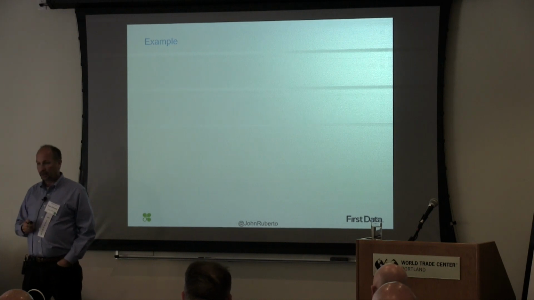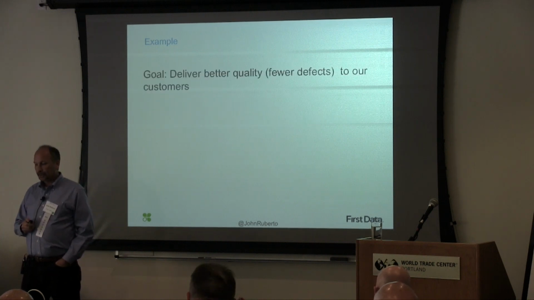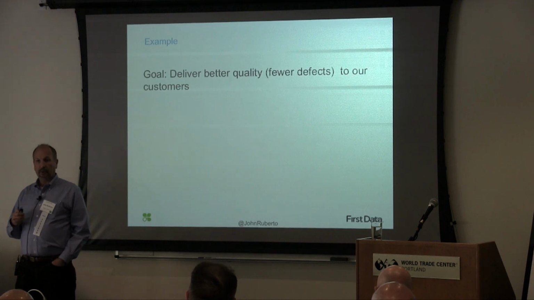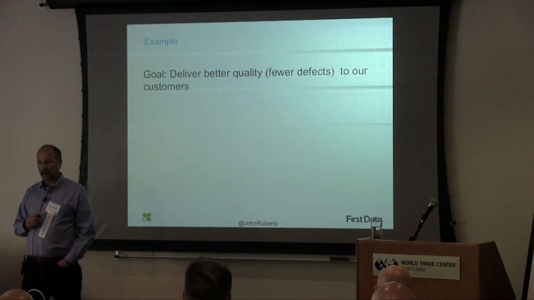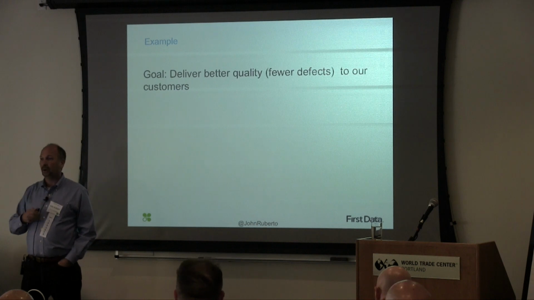So I want to go through the example. Let's say we set a goal of delivering better quality as measured by fewer defects to your customers. Sound like a good goal? We probably all have the same exact goal, I bet.